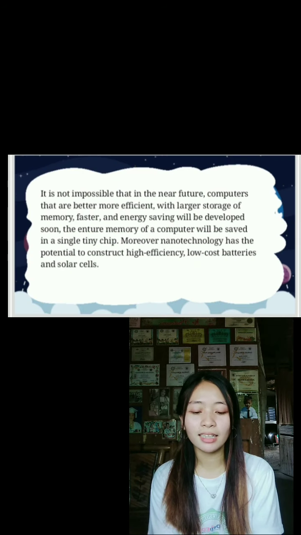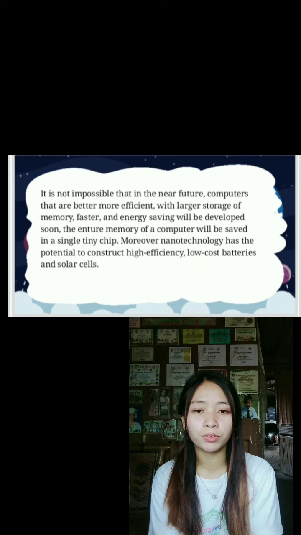So, it is not impossible that in the near future, computers that are better, more efficient, with larger storage of memory, faster and energy saving will be developed soon. The entire memory of a computer will be saved in a single tiny chip. Moreover, nanotechnology has the potential to construct high-efficiency, low-cost batteries and solar cells.